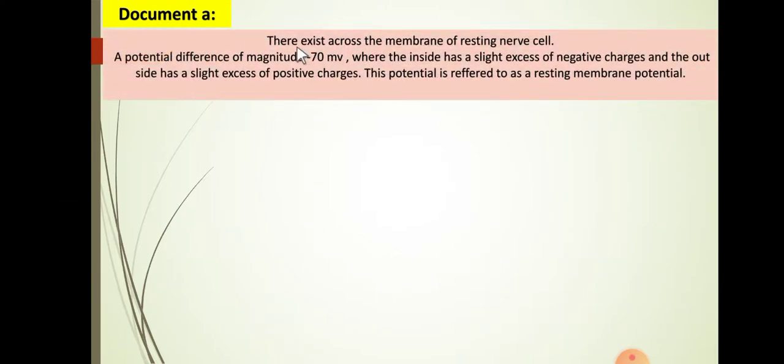Document A. There exists across the membrane of the resting nerve cell a potential difference of magnitude -70 millivolt, where the inside has a slight excess of negative charge and the outside has a slight excess of positive charge. Meaning the inside has an excess of negative, but the outside has an excess of positive, relative to each other. This potential is referred to as a resting membrane potential. Okay?